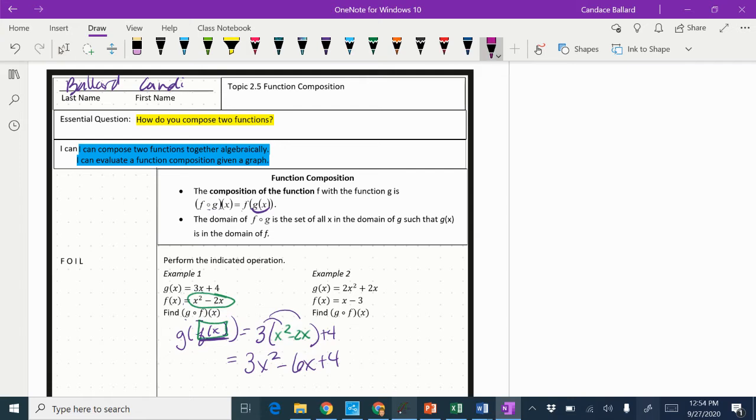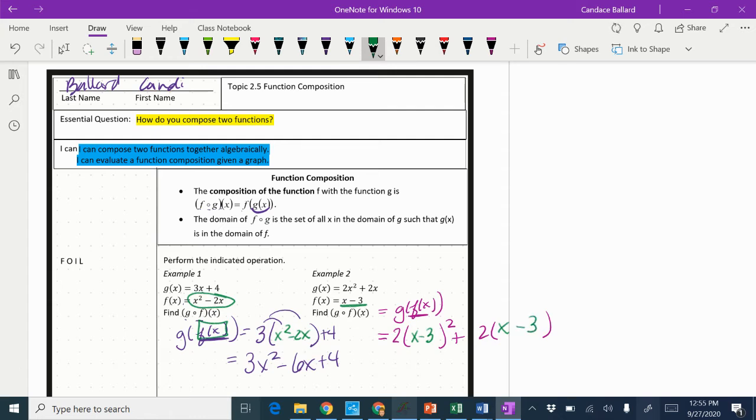Okay, so it looks like this time I have g of f of x. So I'm substituting the f function into the g function again. So I'm going to write out my g function the way it looks. It's 2 times something squared plus 2 times something. So I'm going to take my f function and substitute it in. So x minus 3 and x minus 3.